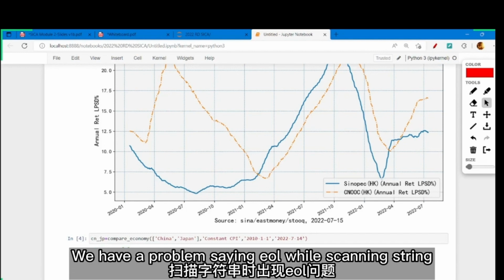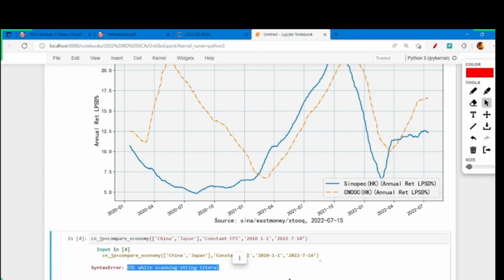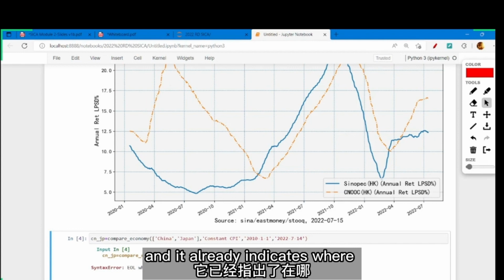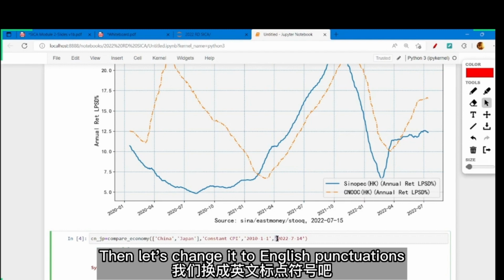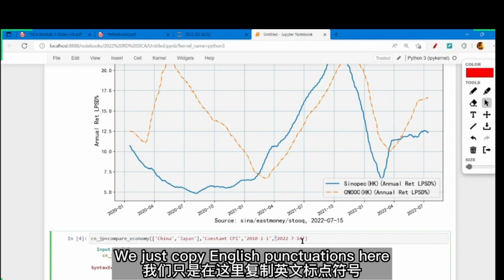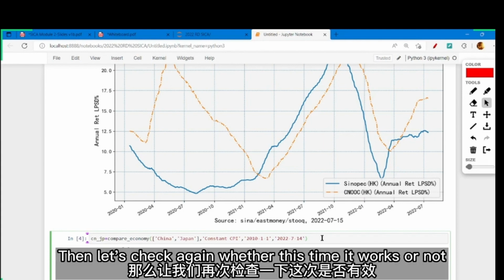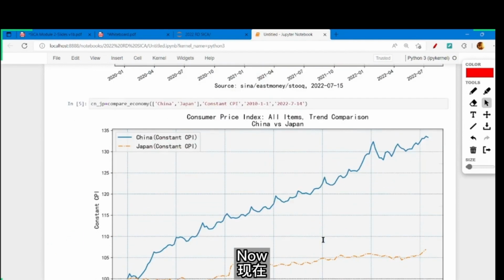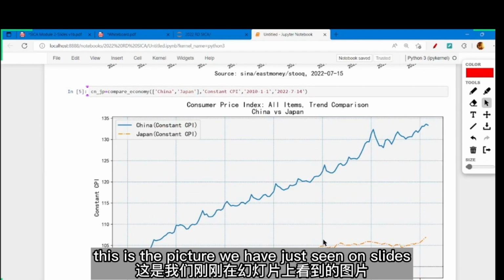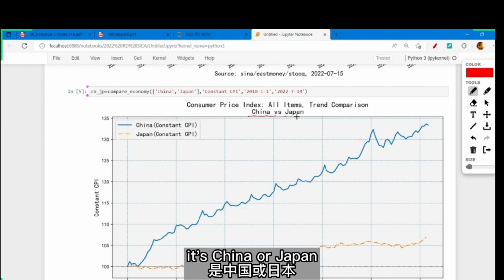Let's run it. Oh, we have a problem saying EOL while scanning string. This means we are using Chinese punctuation, and it already indicates where it is here, right? Then let's change it to English punctuation. We just copy the English punctuation here. Okay, then let's check again whether this time it worked or not. Okay, this time it worked. Now, this is the picture we have just seen on the slides. It's China over Japan.